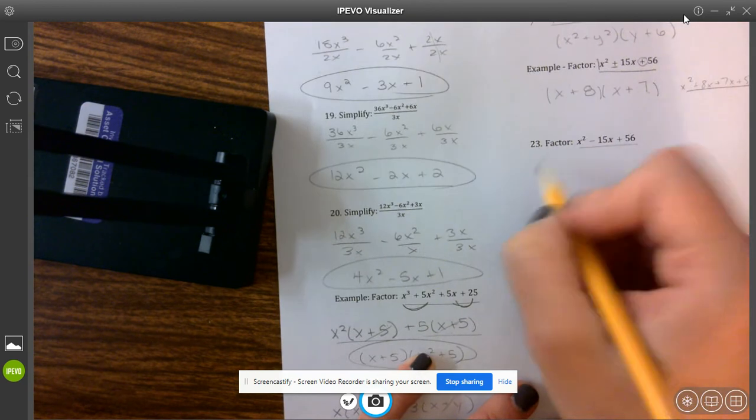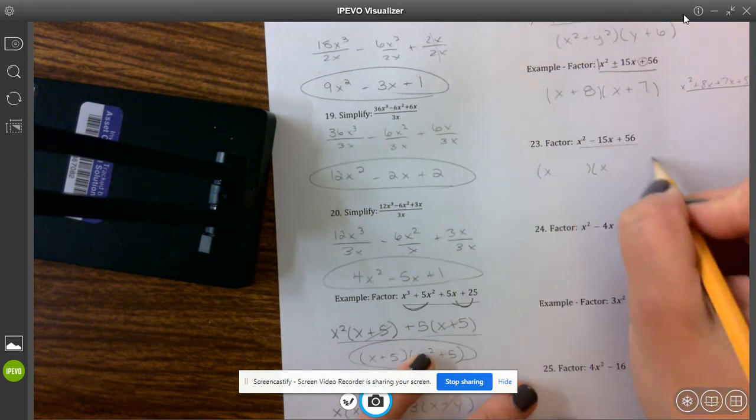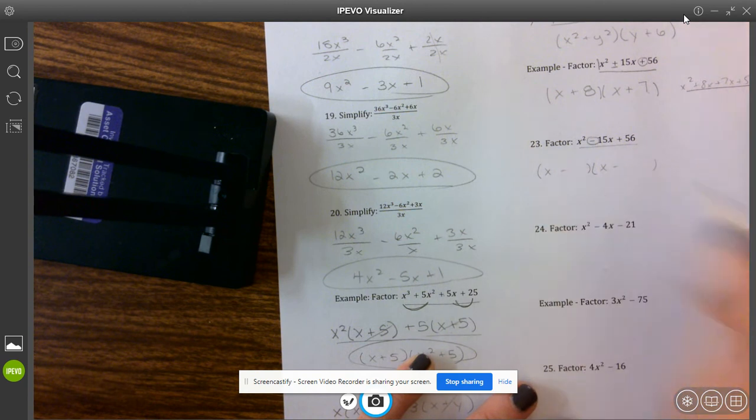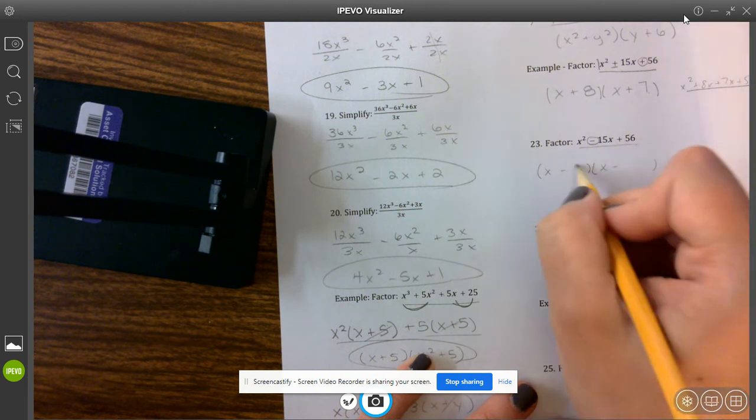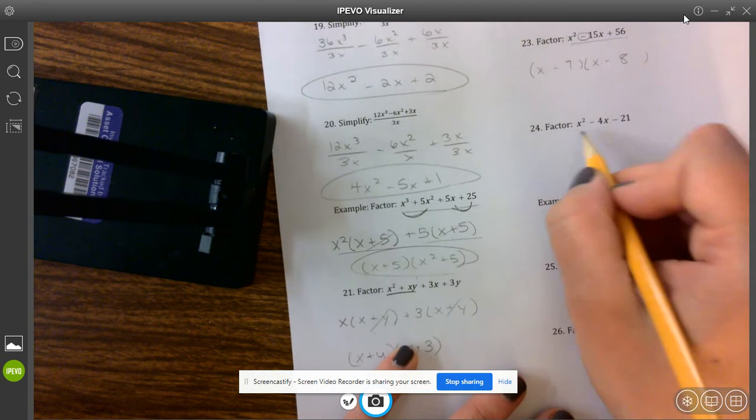Here we're going to do the same thing again. Do you have 3 terms with a plus in the back? Yes. So your sign will double up. So it's minus minus. Well, factors of 56, 7 and 8. Yes, it gives me 15.